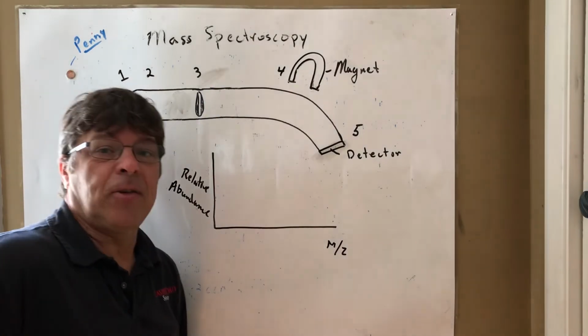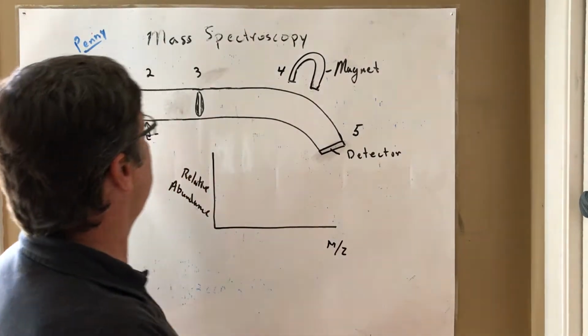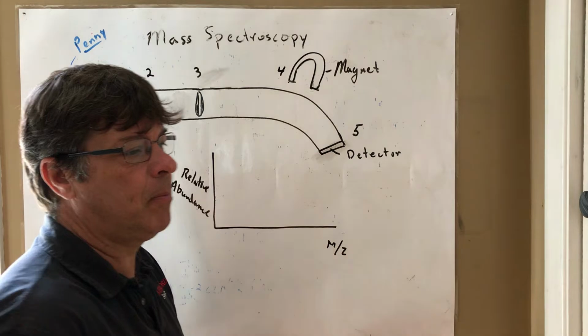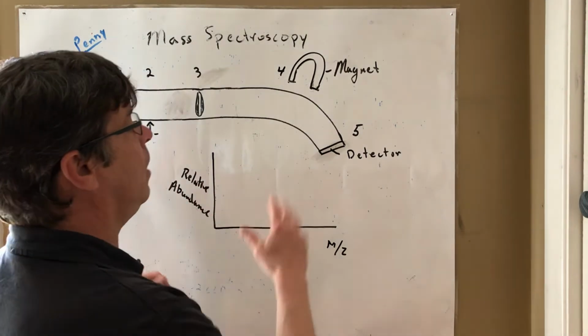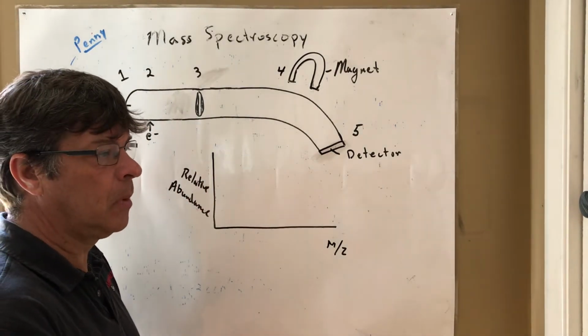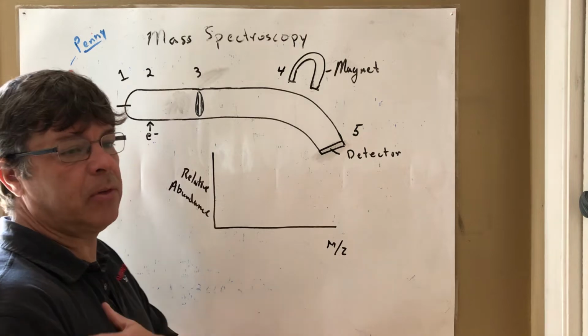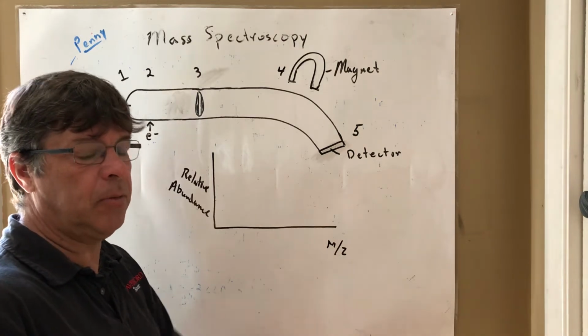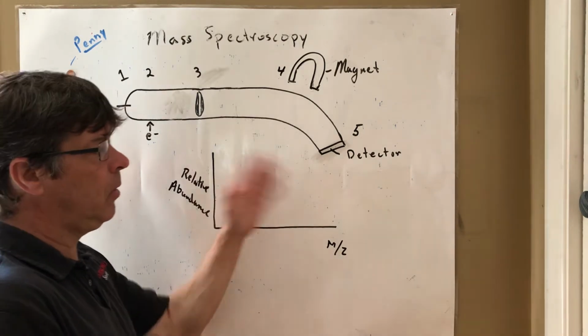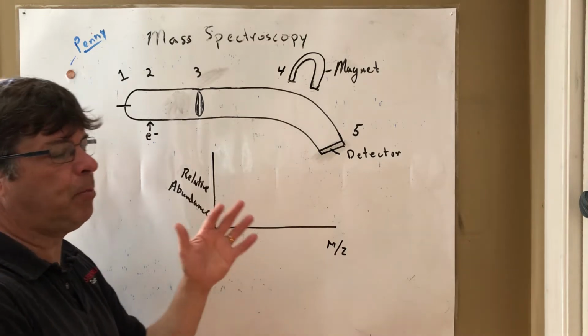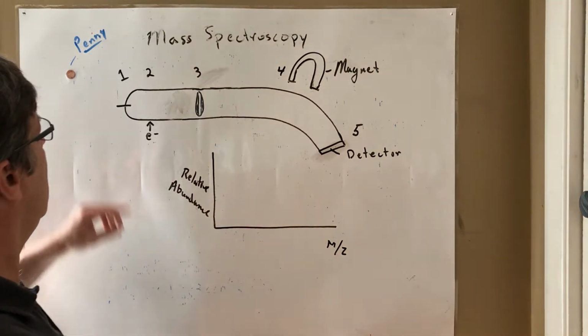A little bit about mass spectroscopy. Yeah, so I have a schematic of a mass spectrometer drawn here. These are very important instruments in the chemistry field. You'll see why as we describe it. There's basically 5 parts to this.